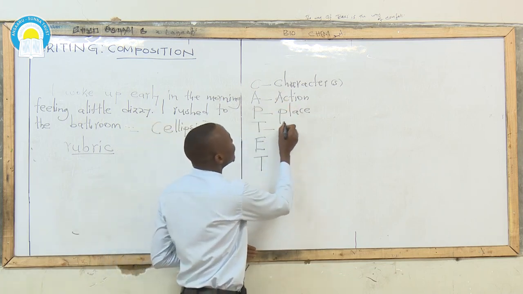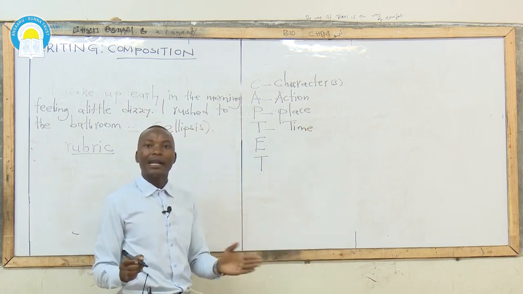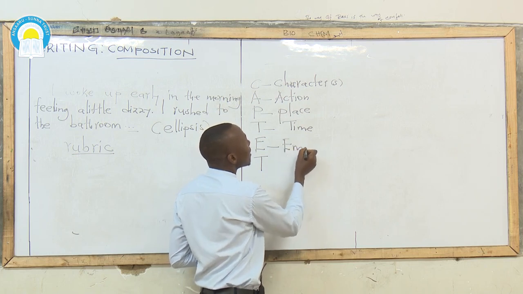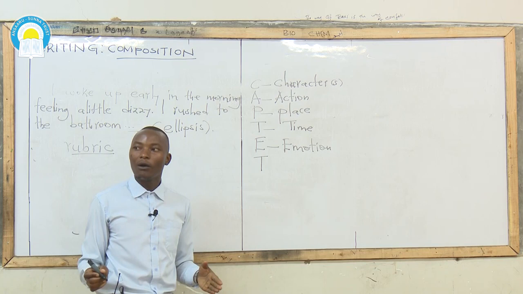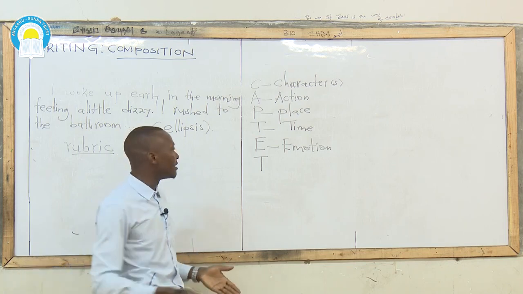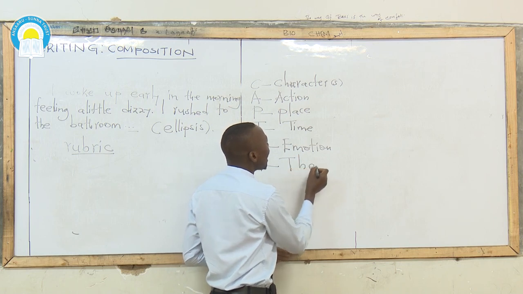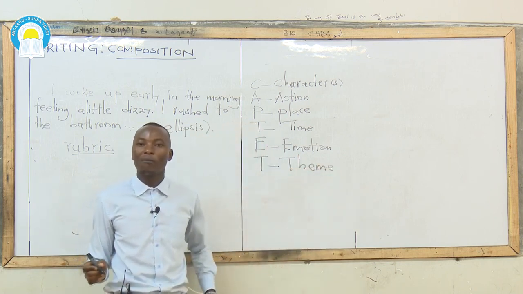Then the first T is time. When is the character doing the action? Then E, emotion. How was the character feeling when he was doing the action? Then this is the theme. Theme will actually help the learner to get the heading or the title of the composition.